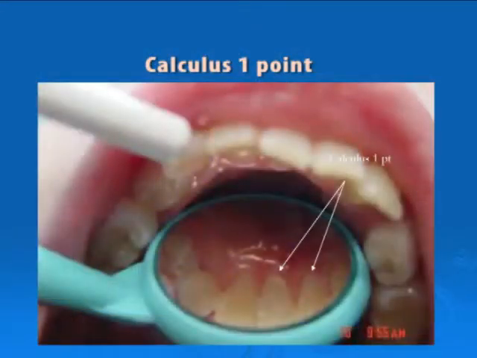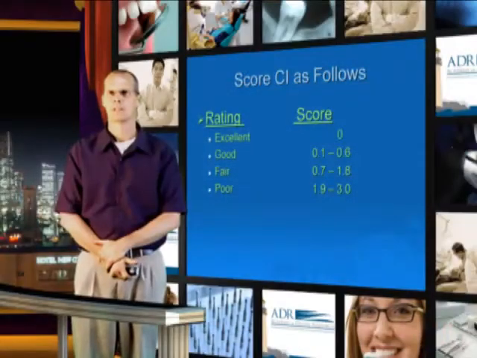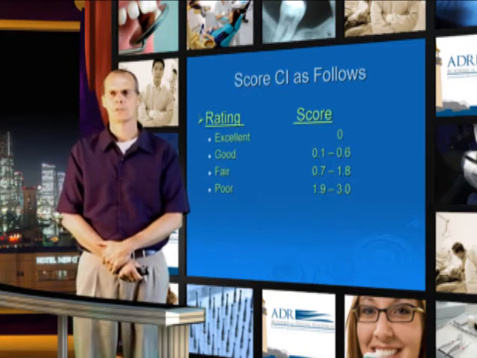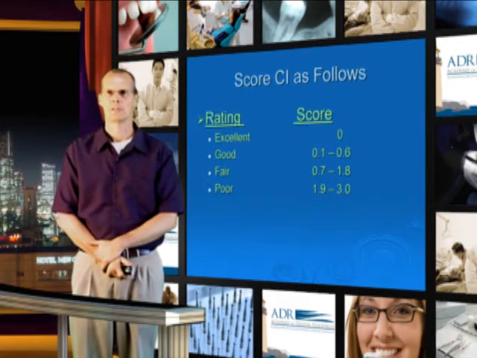Here's a slide depicting calculus, and this would be a calculus of 1. You can see right there at the gingival margin, the lower anterior lingual surfaces, a slight white line, which is indicative of your calculus. Score the calculus as follows. Excellent, good, fair, or poor. There's your scores on the right, and again you can use the paper calculator provided in the manual.